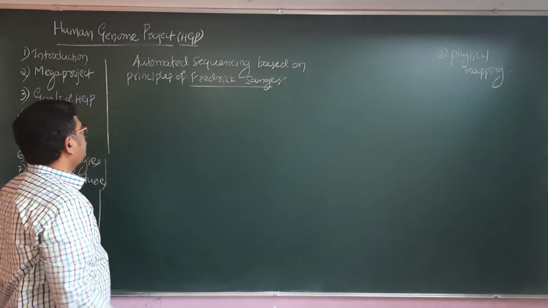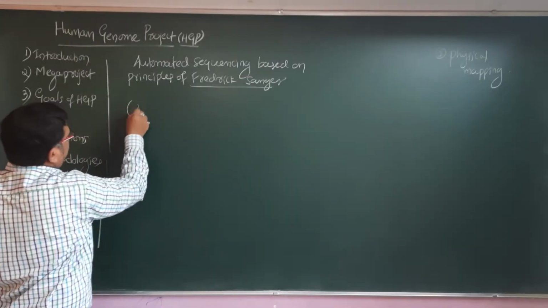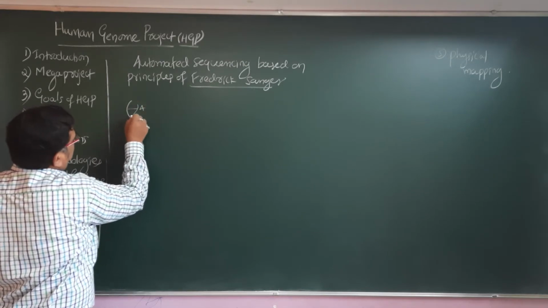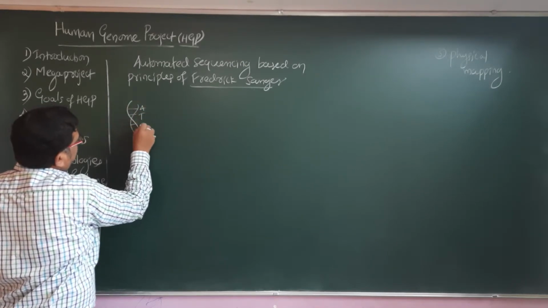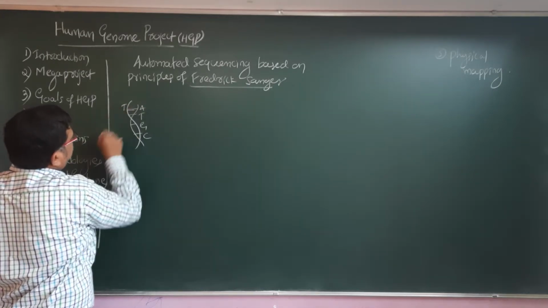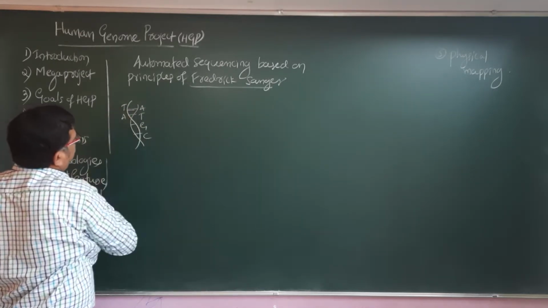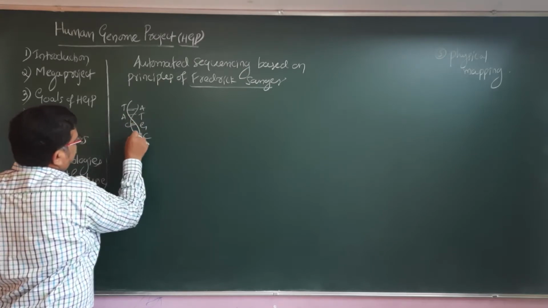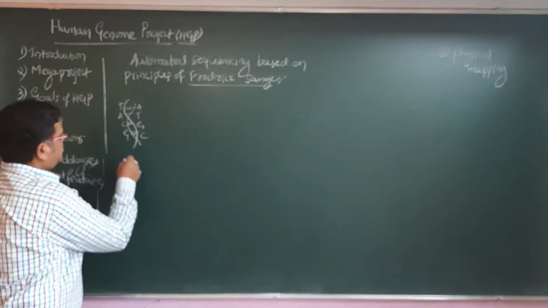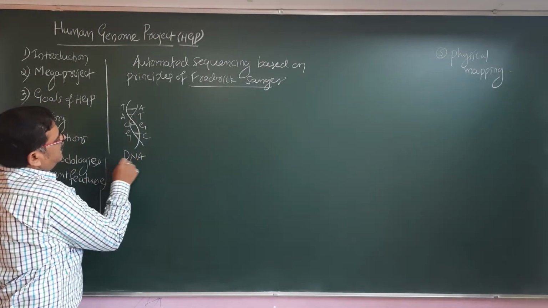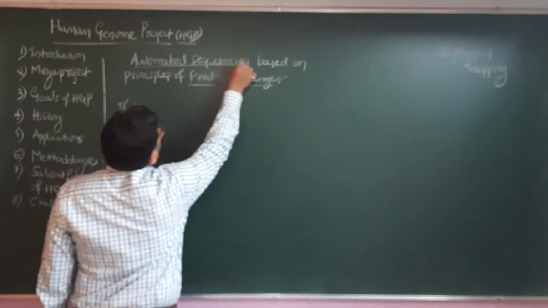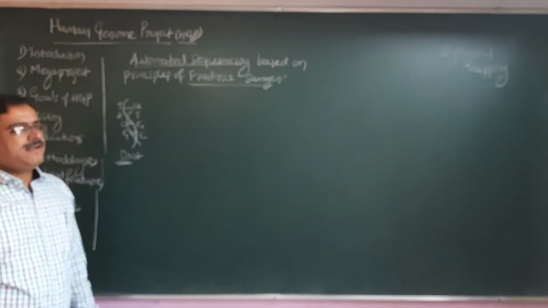As we know, DNA is a double stranded structure. It has adenine, thymine, guanine, cytosine. Adenine always pairs with thymine, thymine pairs with adenine, guanine pairs with cytosine, and cytosine pairs with guanine. So this is the DNA as such. I'm just going to give you a brief idea of this automated sequencing, mainly by Frederick Sanger's method.